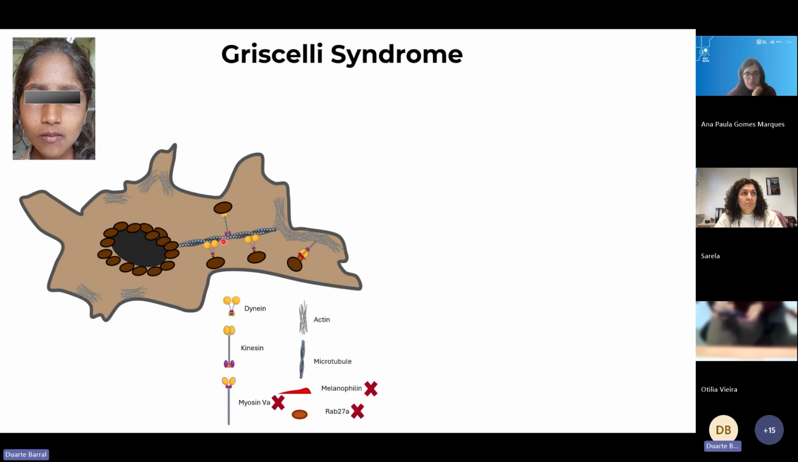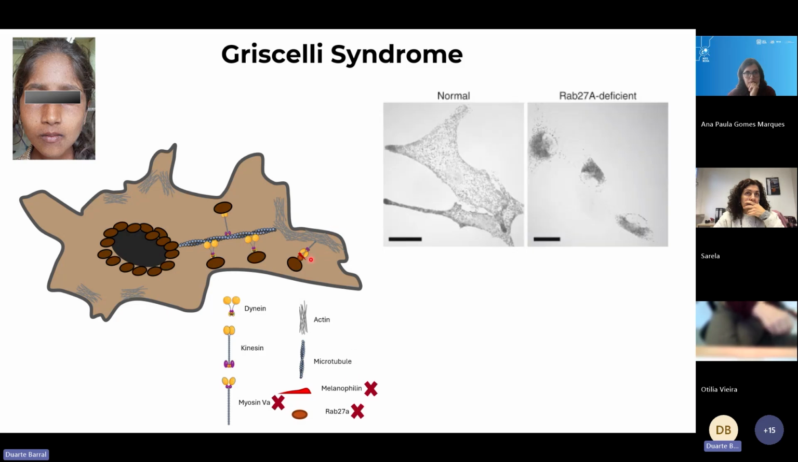And this is known to be caused by mutations in any of these three proteins: RAB27A, melanophilin, or myosin 5A. And what these three proteins do together, they form a complex, is they tether the melanosomes to the dendrites of the melanocytes, allowing the subsequent transfer to the keratinocytes. And so if you have a mutation in any of these proteins, what happens is that instead of having the melanosomes, this is the melanocyte, instead of having melanosomes spread throughout the cell, you have the melanosomes concentrated around the perinuclear area.